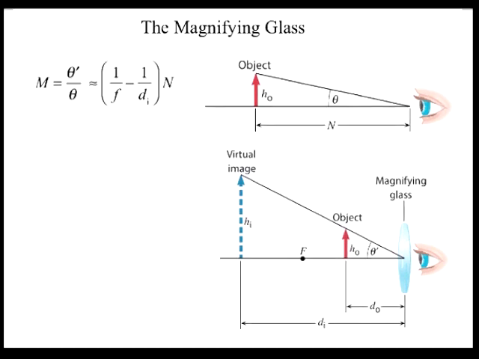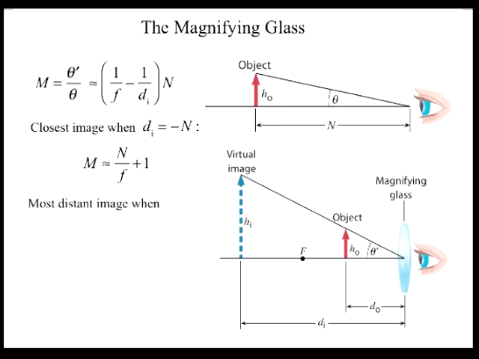Two special cases of this result are of interest, depending on whether the image is located as close to the eye as possible or as far away as possible. To be seen clearly, the closest the image can be relative to the eye is at the near point, or DI is equal to negative n. The minus sign indicates that the image lies to the left of the lens and is virtual. In this event, m is approximately equal to n divided by f plus 1.